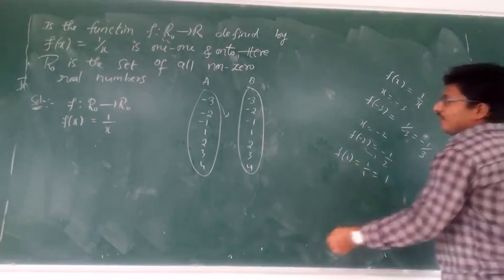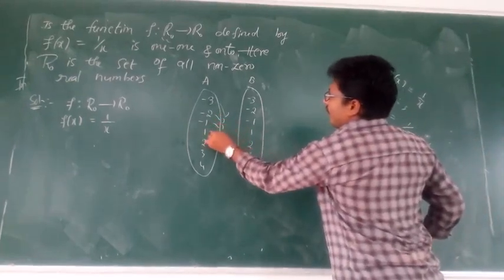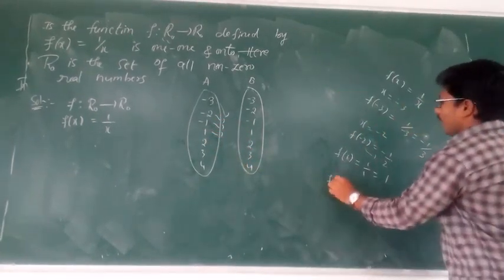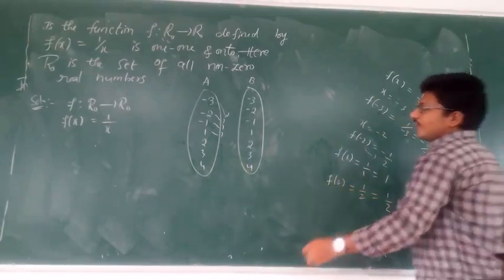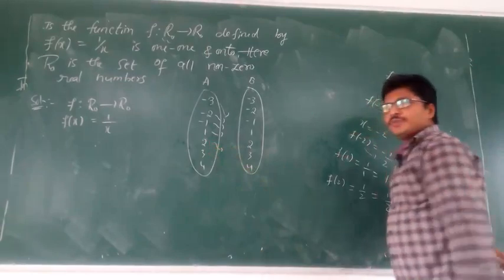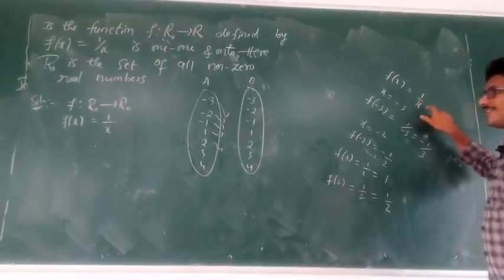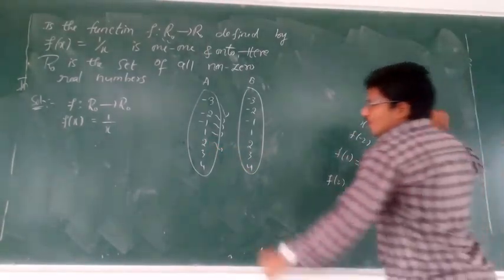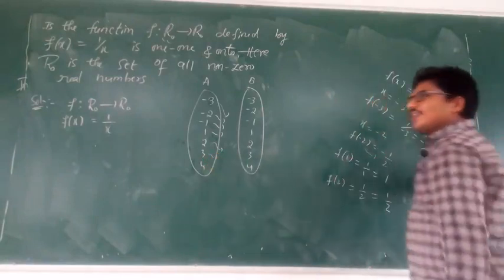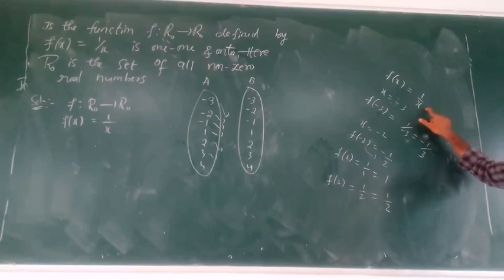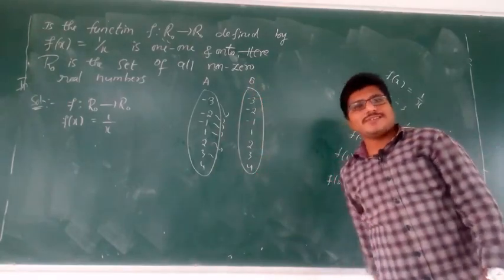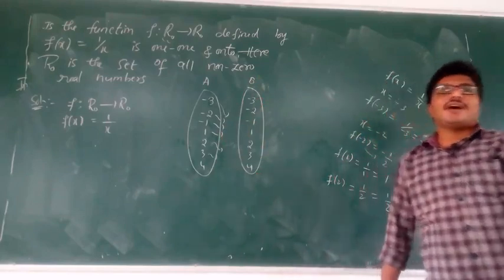If we take f of 1, what happens? 1/1 is 1. 1 is in contact with 1. All of them get contacted. Take 2, then 1/2 is equal to 1/2. 2 is directly in contact with 1/2. Take 3, what happens? 1/3. 3 is also in contact, so 4 is also in contact. Each and every element in the set A must and should be in contact with the set B elements.